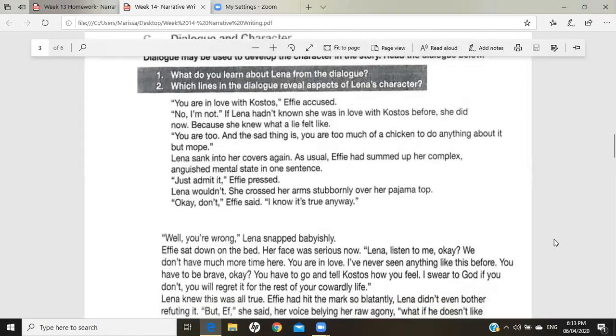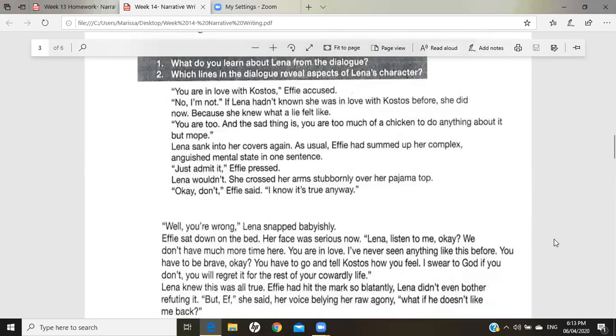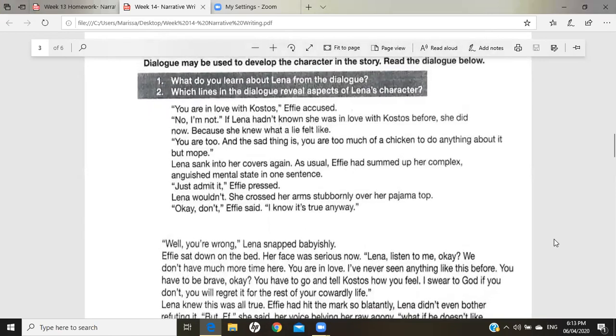Did y'all enjoy this one? Not really, miss. So what do you learn about Lena from the dialogue? Sanjay, what do you learn about Lena? She's sad. Uh-huh. Well, there's a next word that we could use to describe her as well. Insecure. She's insecure. Very good.